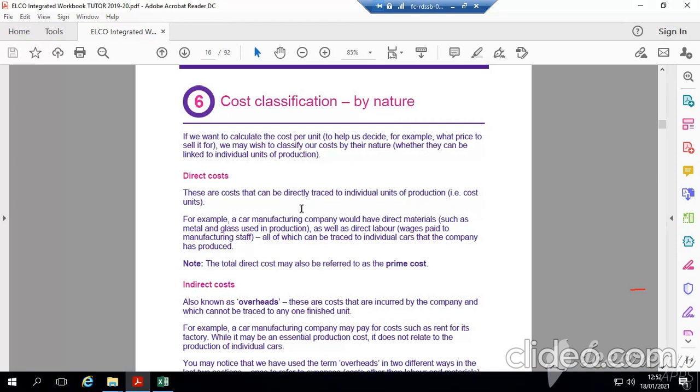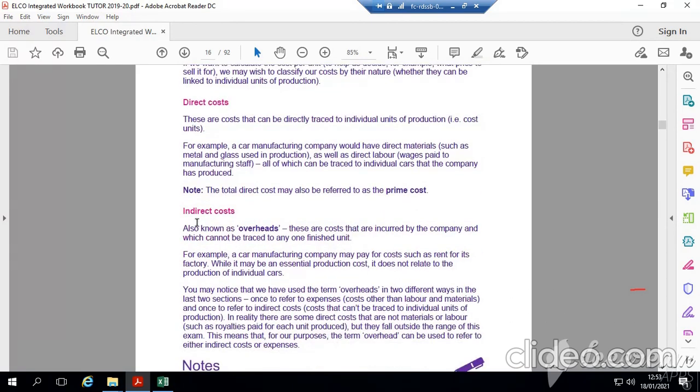So direct cost is cost of material and cost of labor. Or sometimes we call it prime cost. Direct cost means prime cost. Okay, so prime cost, direct cost, means cost of material plus cost of labor equal to direct cost or equal to prime cost. Then indirect cost, also known as overhead cost, other expenses. Okay, other expenses, which we call indirect cost.